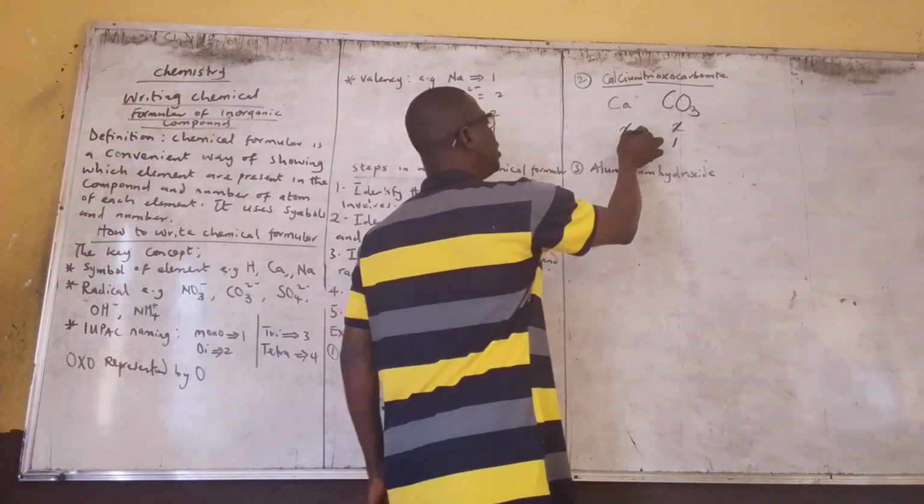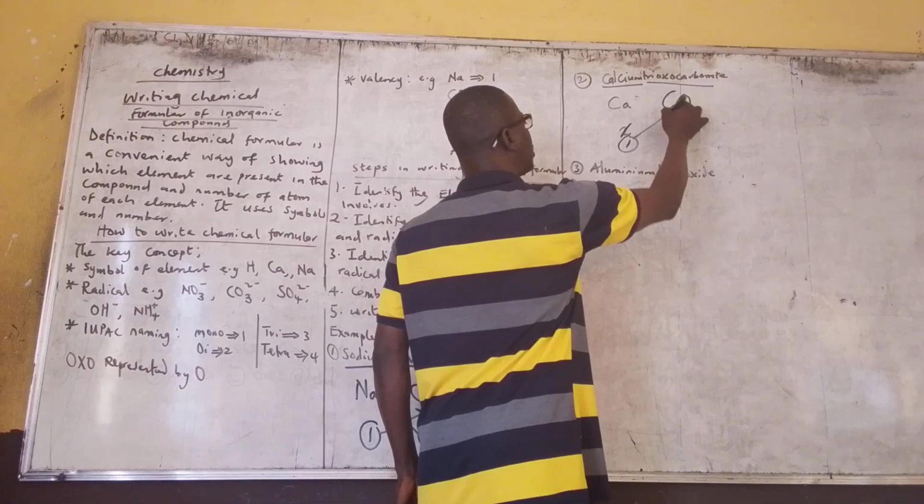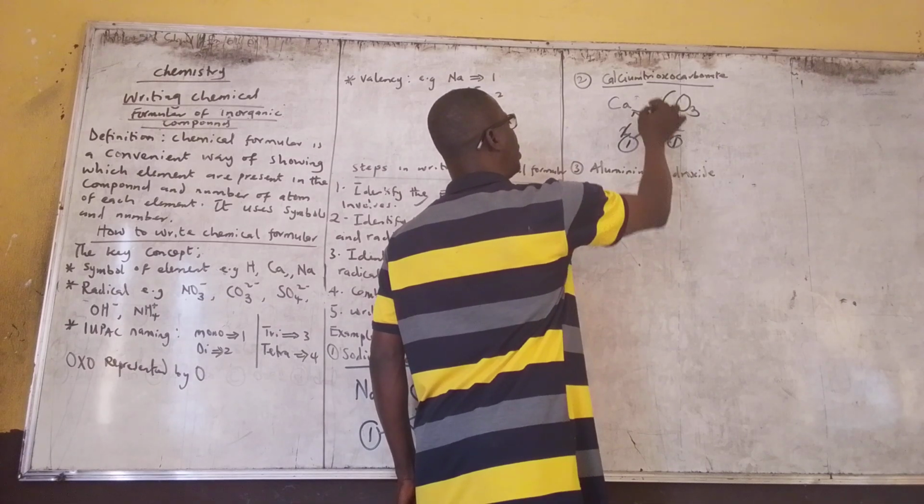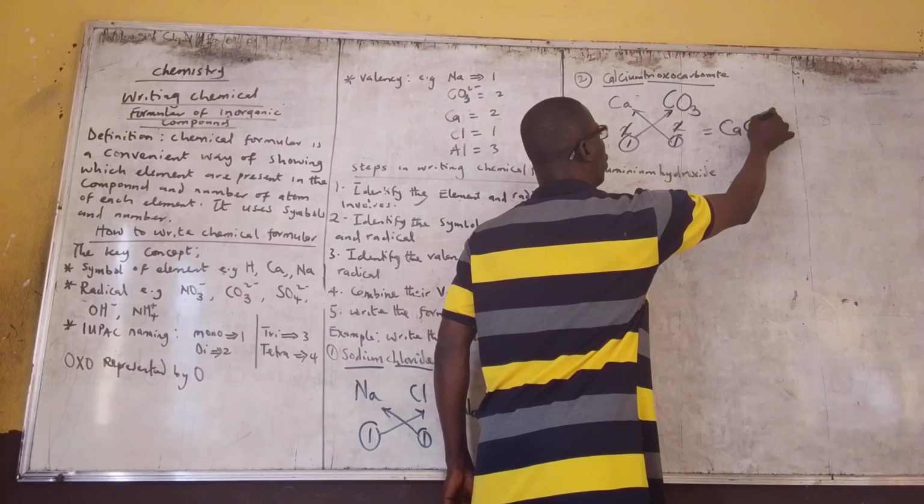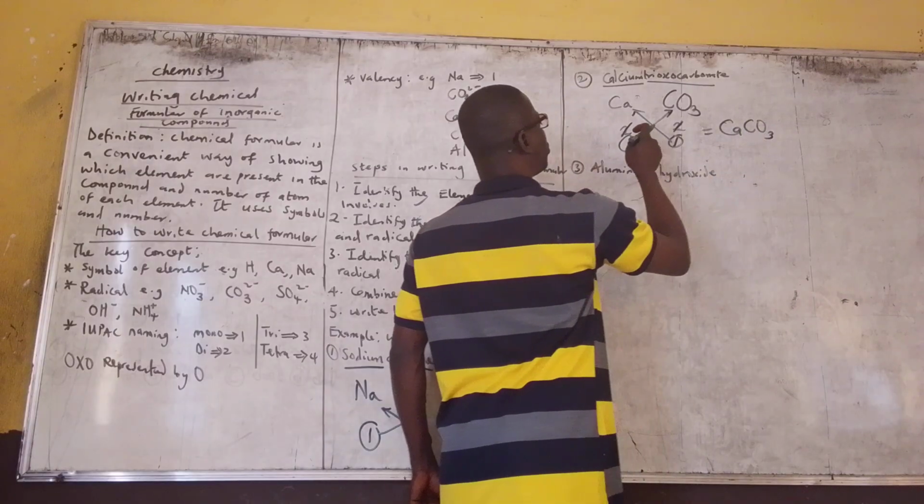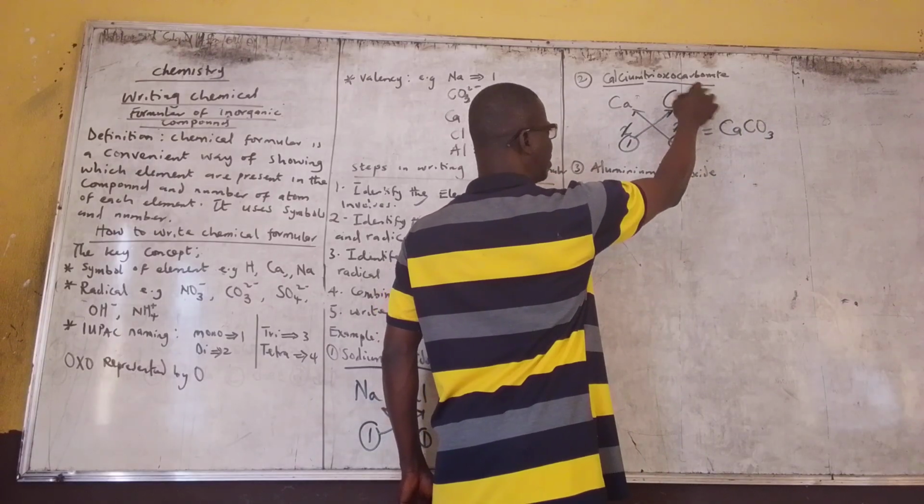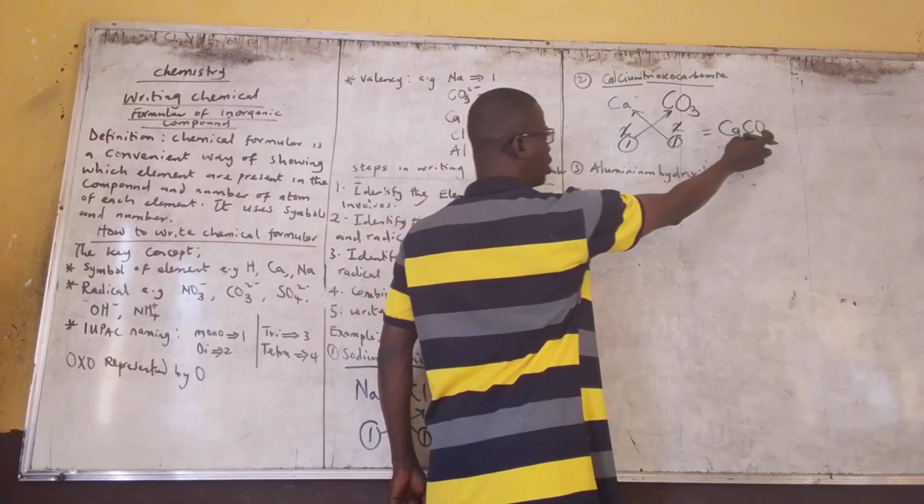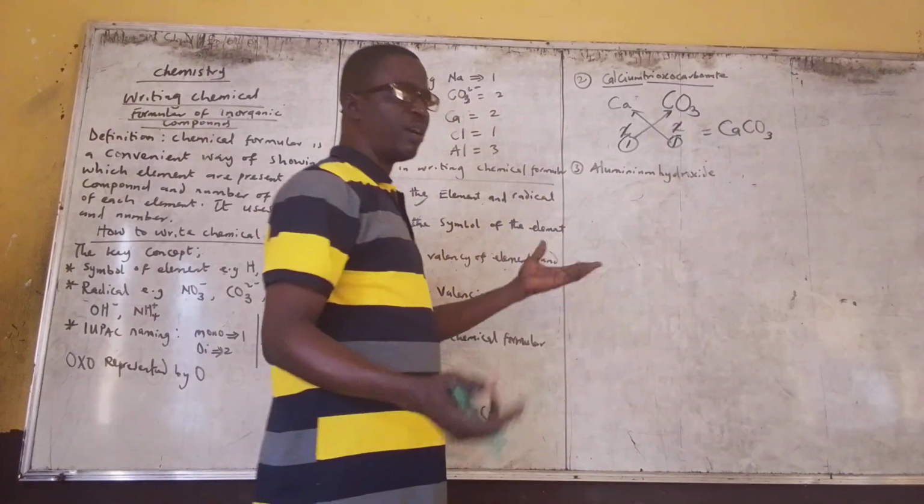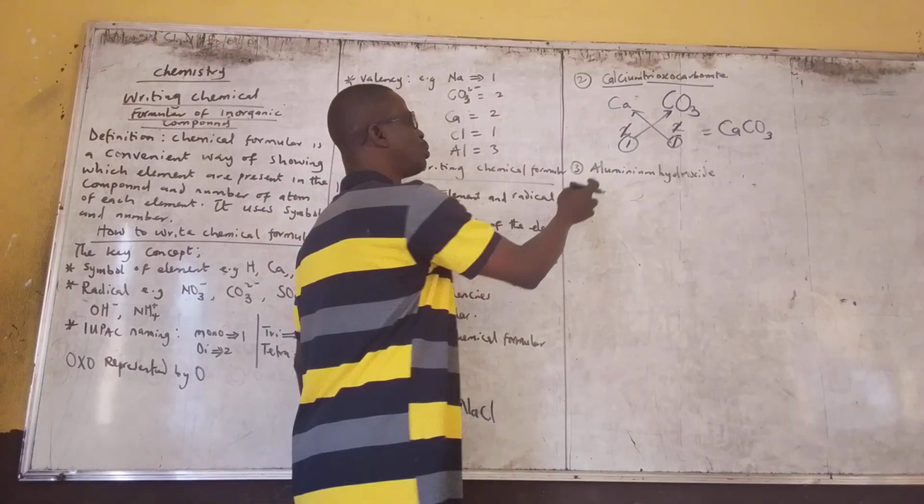So the next is to combine their valency. The valency of this will cross to this. The valency of this will combine with this also. Then we have CaCO3. So 1 multiplied by this radical, that is all the elements here, will also give us the same thing. 1 multiplied by anything will give us that thing. So let's go to the next.